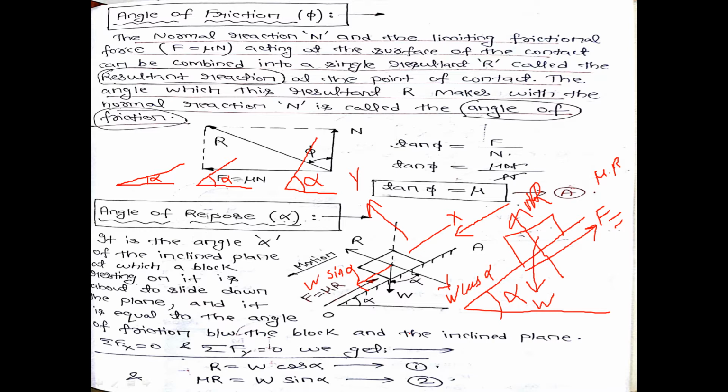Now let us do summation Fx equal to 0. So if you do summation Fx equal to 0, what will happen? That is minus W sin alpha, because it is in negative x direction, minus W sin alpha plus F, this frictional force F, which is in positive x direction. So I can write F minus W sin alpha equal to 0, or I can write F is equal to W sin alpha. F is the frictional force, which is nothing but mu into R. So I can write mu into R is equal to W sin alpha, which is equation number 2.